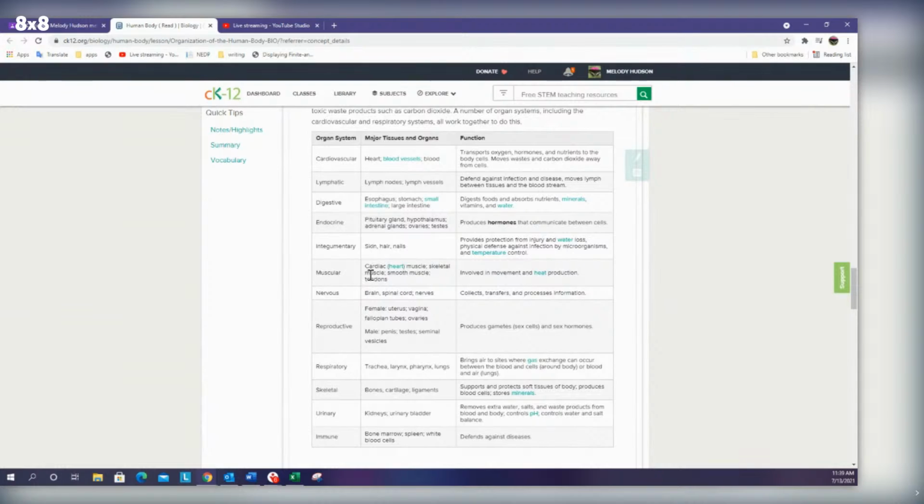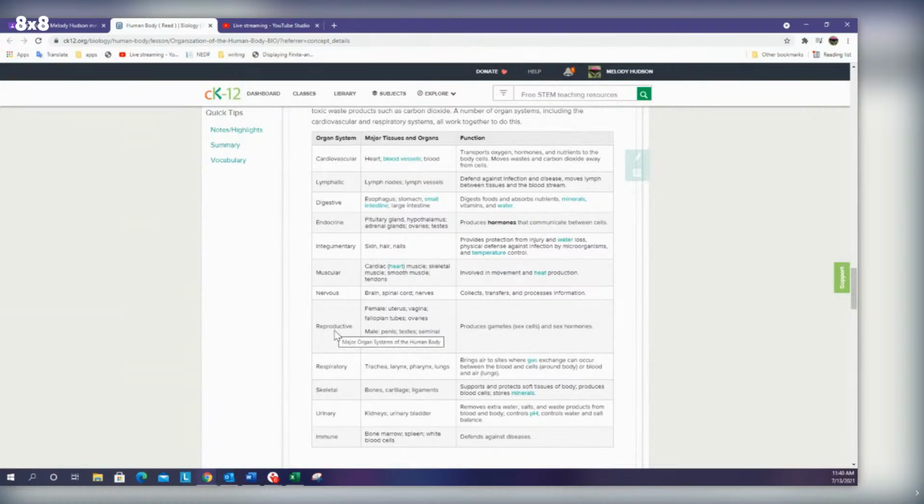And then we have our muscular system, which includes our heart, which is a muscle. The heart is a muscle. The muscles outside of our skeleton, and then the smooth muscle, and then we also have tendons, which help connect muscles, one type of muscle to the other. Think about on your arm, your fingers, your toes. You have the nervous system, the brain, the spinal cord, and the nerves. They collect, transfer, and process information.